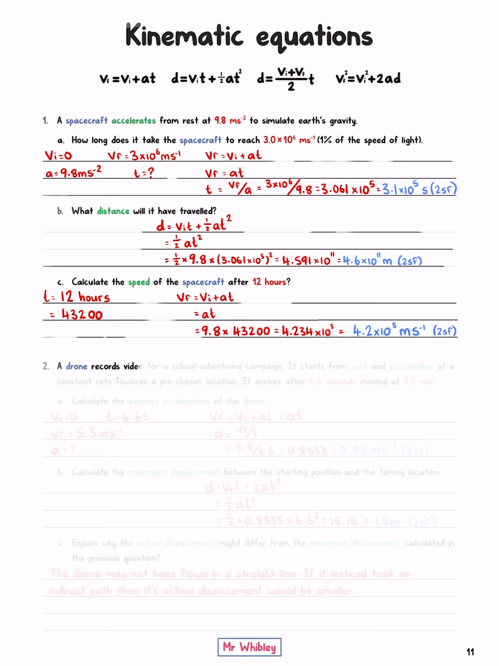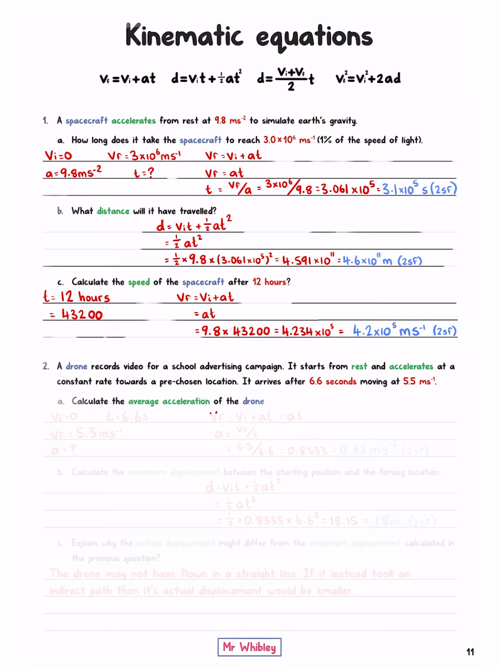A drone records video for a school advertising campaign. It starts from rest and accelerates at a constant rate towards a pre-chosen location. It arrives after 6.6 seconds, moving at 5.5 meters per second. Calculate the average acceleration of the drone.